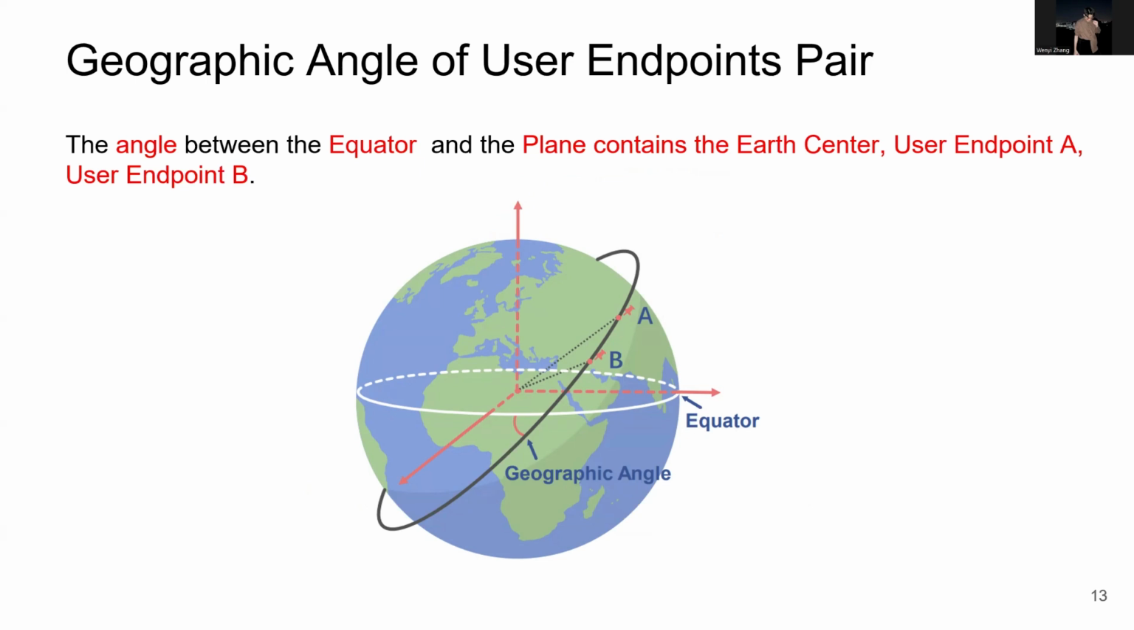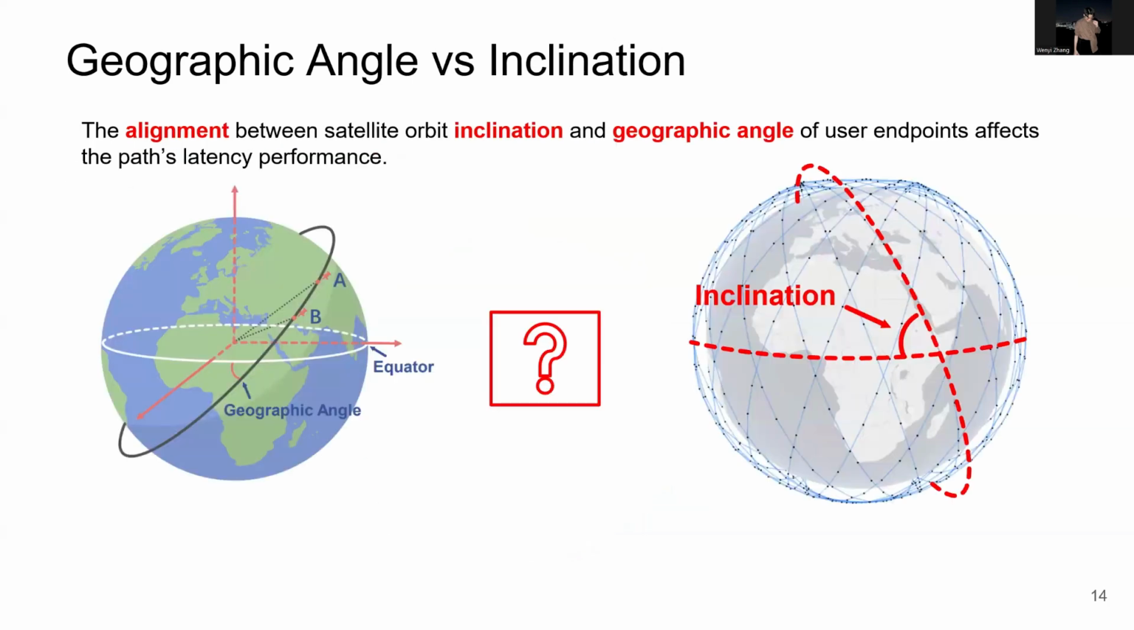It is the angle between the equator and the plane that contains 3 points: the Earth's center, user endpoint A, and user endpoint B. Our intuition is that the alignment between the satellite orbit inclination and the geographic angle of user endpoints affects the constellation's latency performance.